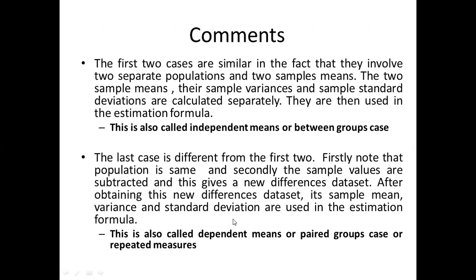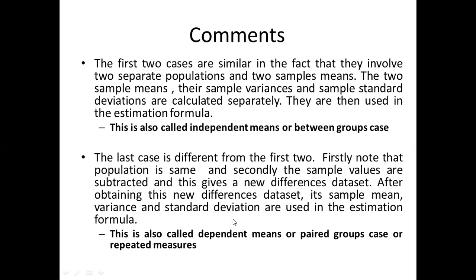Now, we should also understand that all this discussion has led us to two different types of research methodologies. The first two cases were the case of two independent populations. They are similar in that they involve two separate populations and definitely two sample means. The two sample means, their sample variances and sample standard deviations are calculated separately, as we have seen in the previous slides. They are then used in the estimation formula. This way of working in research methodology is basically called the independent means or between groups case.